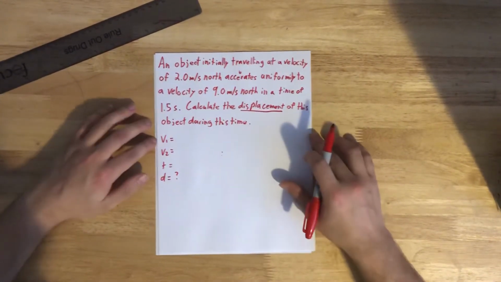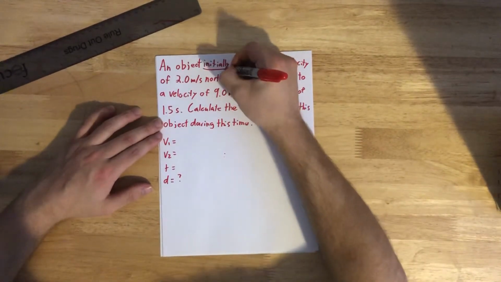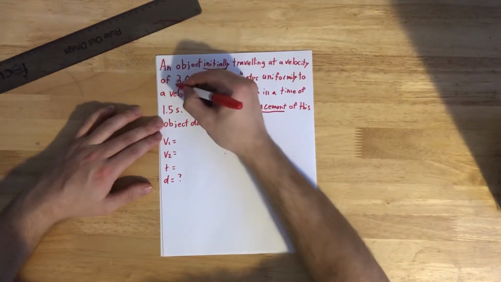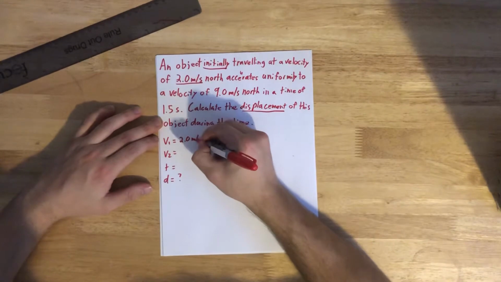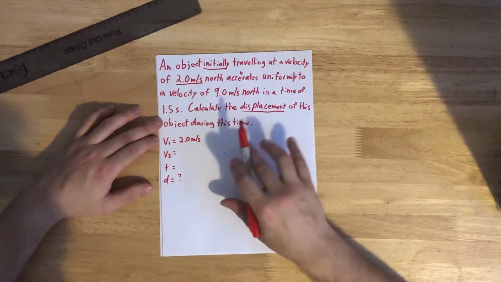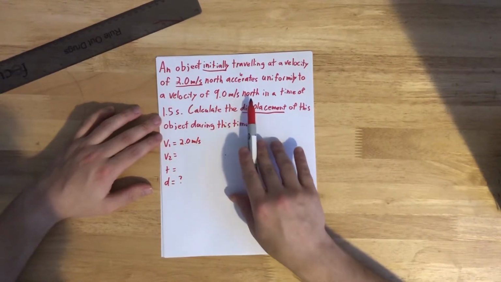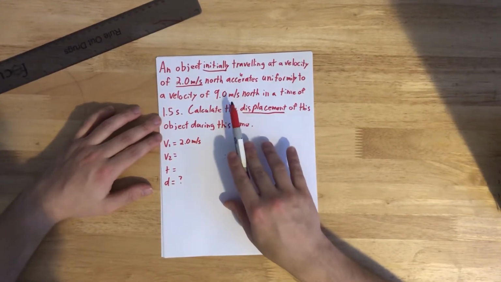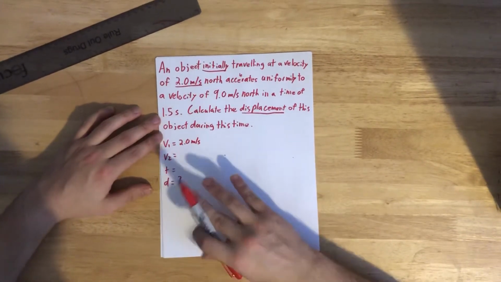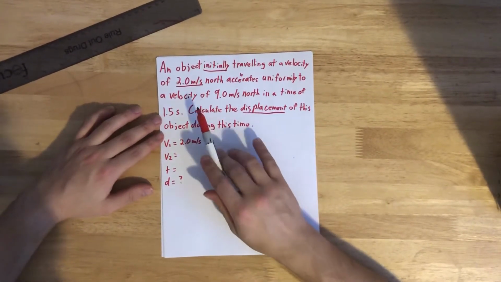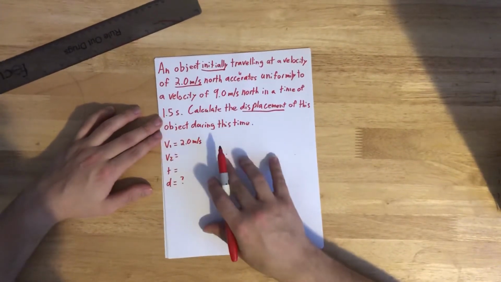So an object initially traveling at a velocity of 2 meters per second. So keywords: initially, and 2 meters per second. So that's our v1. North, in this example, it just states that it's going north and velocity 2 is also going north. That is irrelevant in this problem. It just says that it's going in the same direction. In other problems, it would be very consequential. If we go north and south and east and west, you get more confusing. But in this example, it's very straightforward.